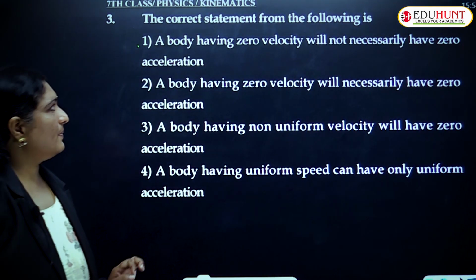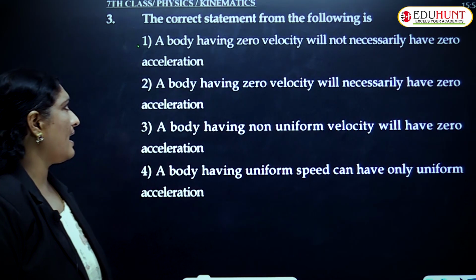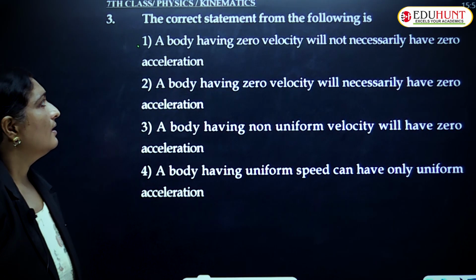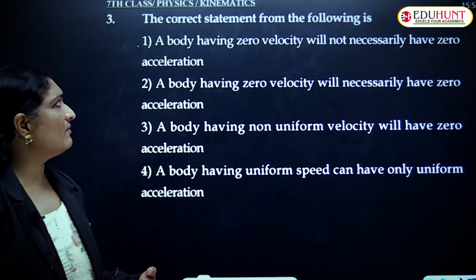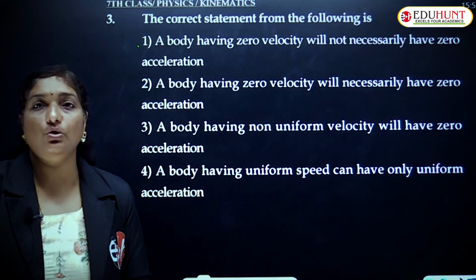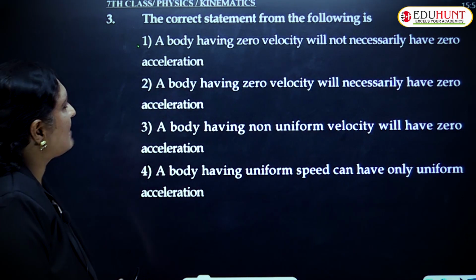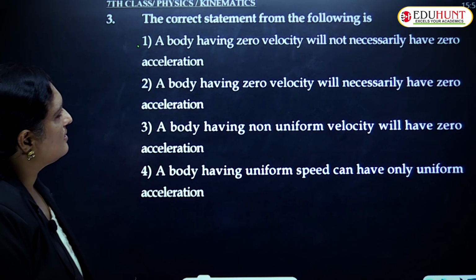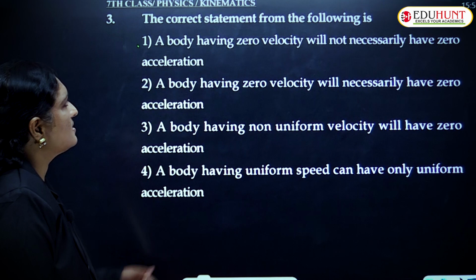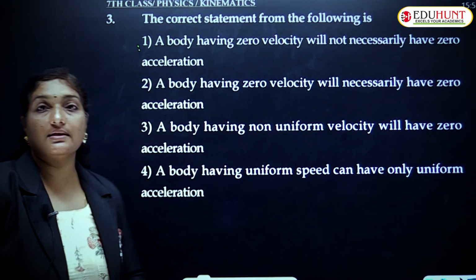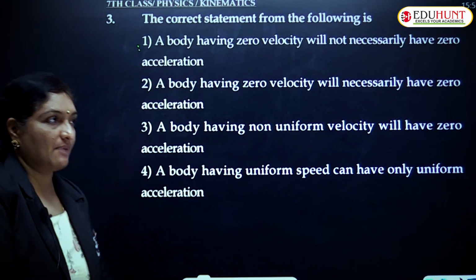The correct statement from the following is: a body having 0 velocity will not necessarily have 0 acceleration. Yes, children. Let us suppose a body moving with 0 velocity, so no change in velocity. Then acceleration will not necessarily be 0. For this, let us consider a ball thrown upwards.